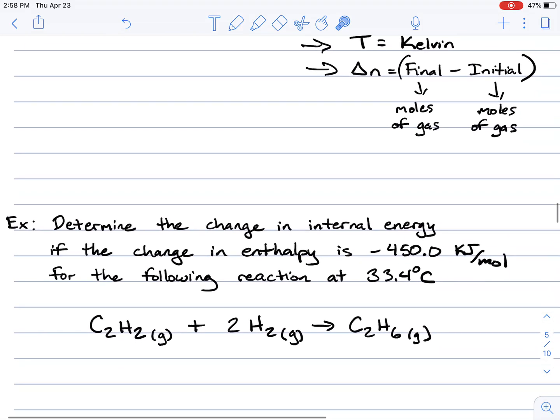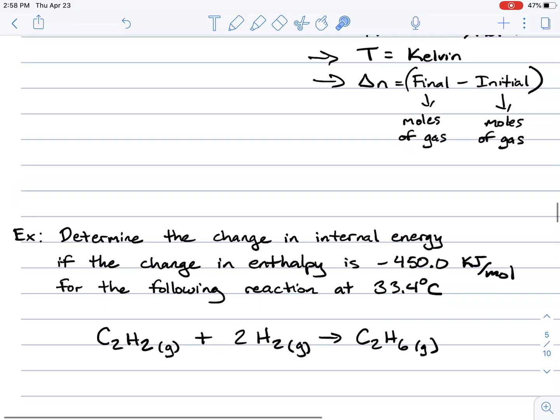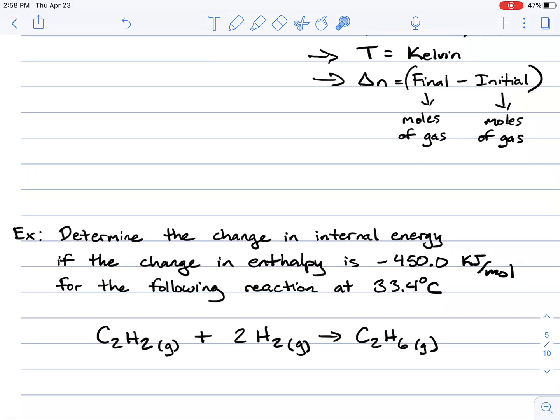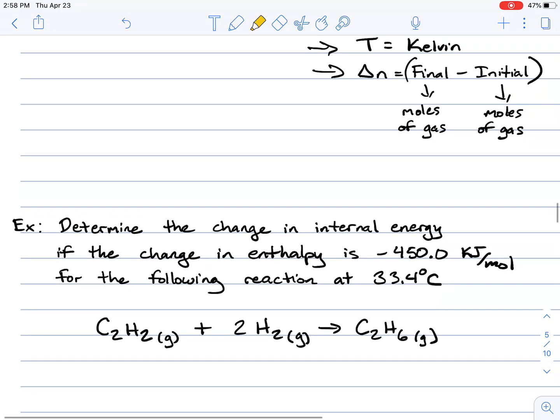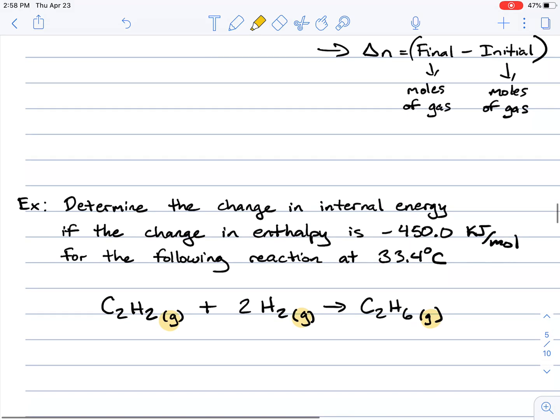All right, so let's go ahead and go through an example just to see how we can use this equation. So here we have this chemical equation. If you guys notice the physical state of matter, they're all gas. And so what we want to do is determine the change in internal energy. So the change in internal energy can be translated simply as delta U.